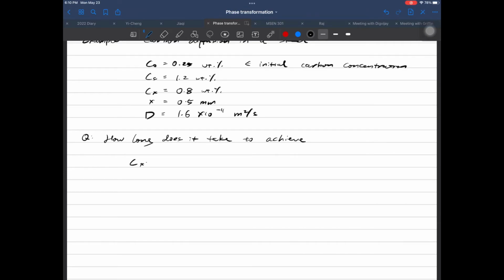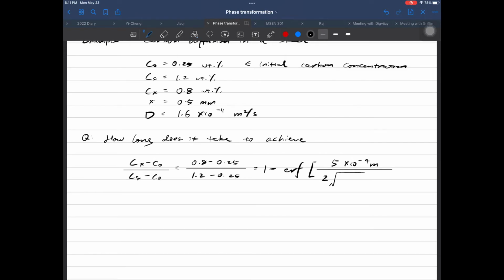We will use the equation from the previous page. On the left-hand side, that's Cx minus C0 over Cs minus C0, and plug in the numbers. On the right-hand side, that's 1 minus the error function of x over 2 square root of Dt. x, turn that into meters, that's 5 times 10 to the power of minus 4 meters. Diffusion coefficient D is known, and t, the diffusion time, is something we're looking for. On the left-hand side, we have 0.421 equals the error function.